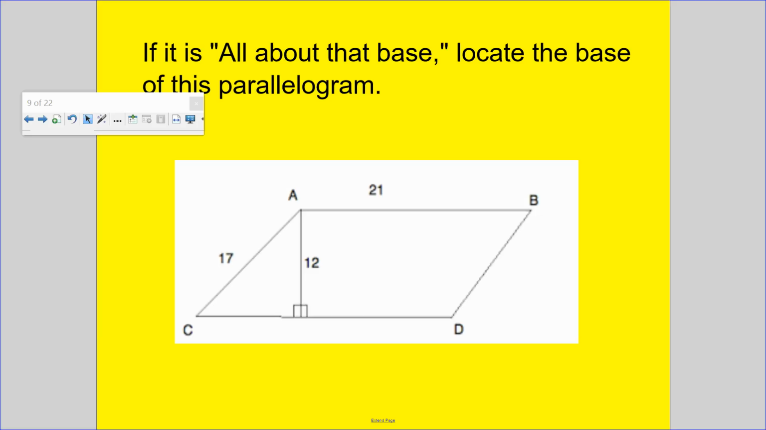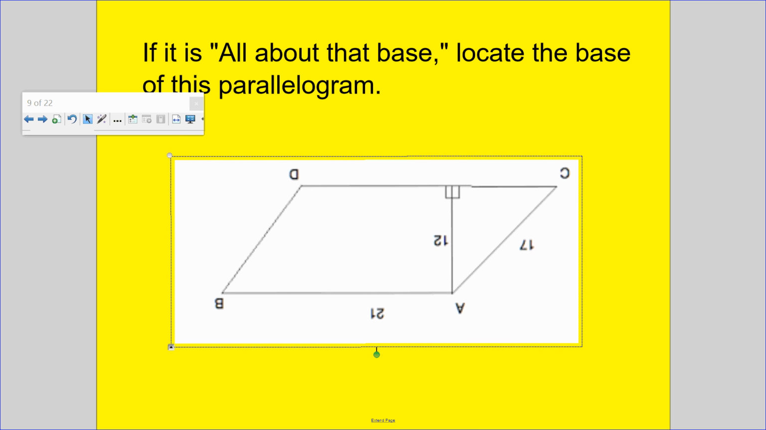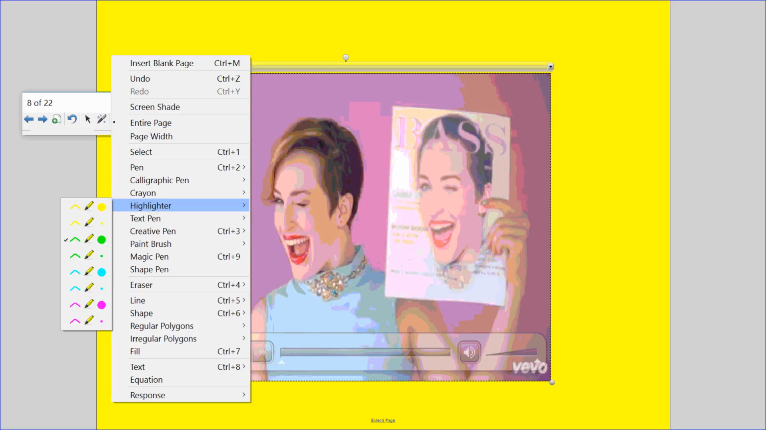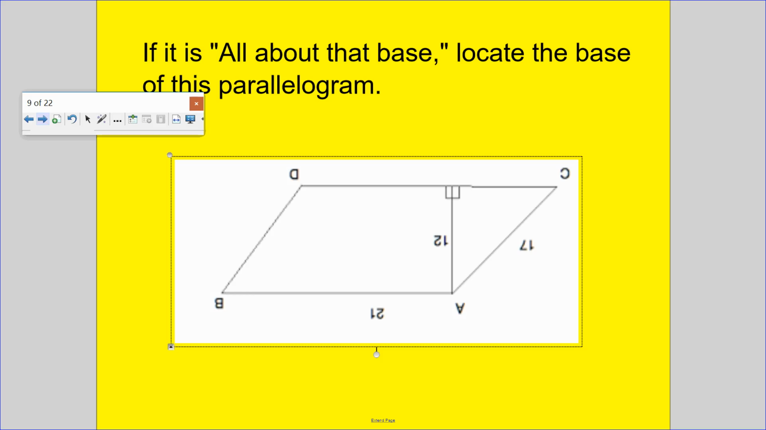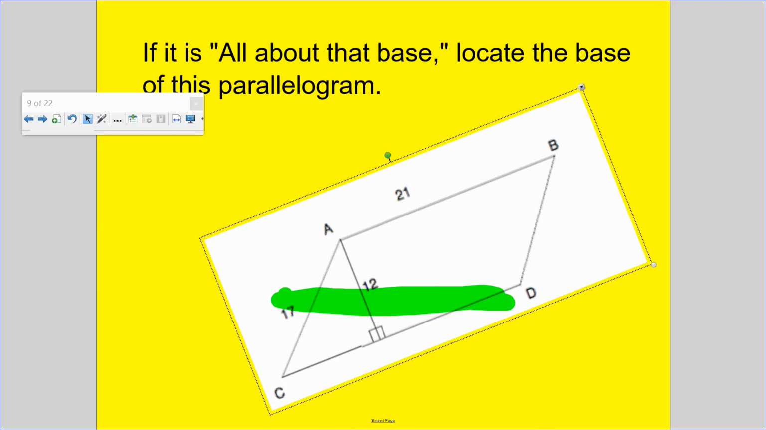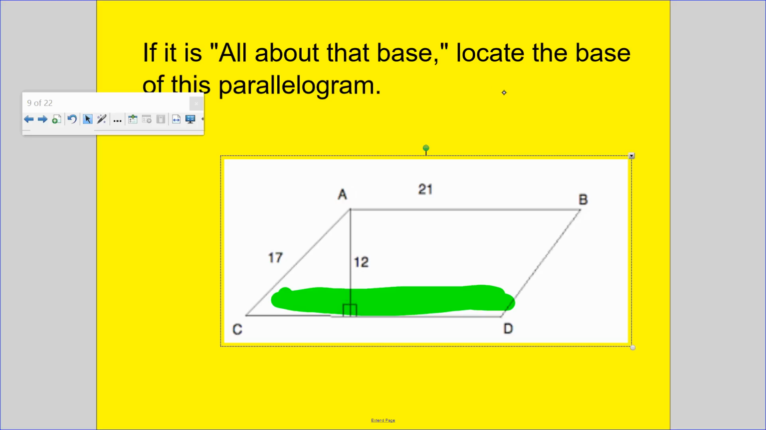Let's see. Could I turn it around? So let me use my highlighter. The base is right here. So if I turn it around again, the base will be 21. The base equals 21. What would the height of this be?